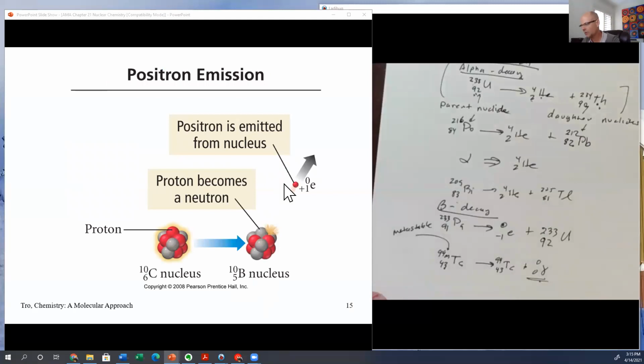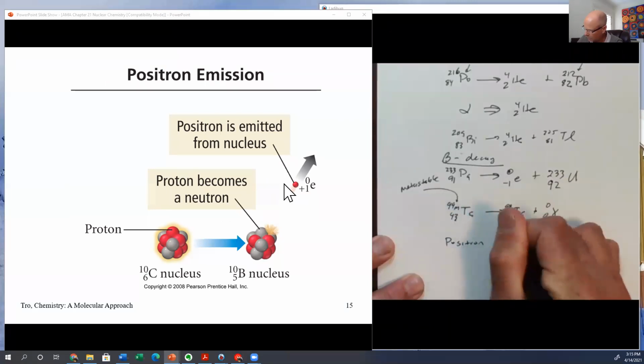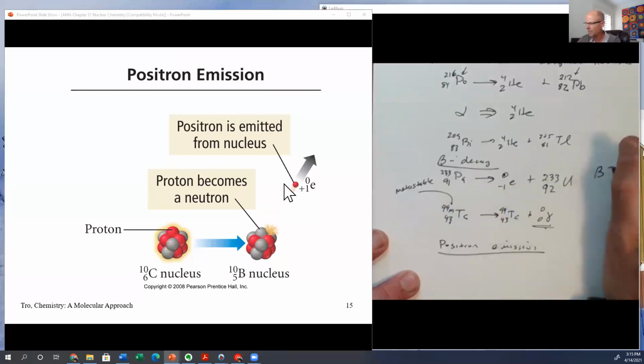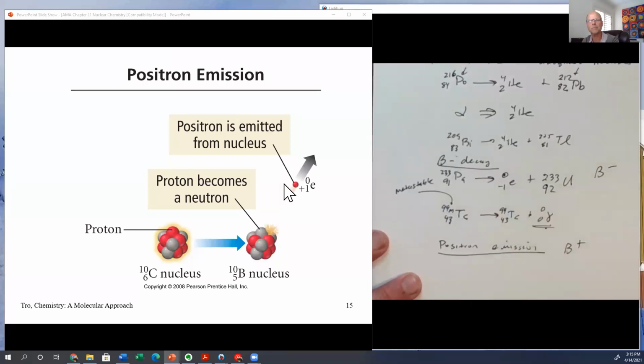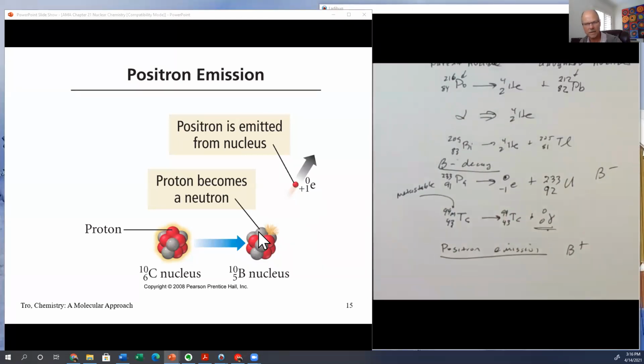Then we have positron emission, which is another mode. Beta emission is often called beta minus. Positron emission is often called beta plus, right? It's sort of the mirror image of beta emission. In beta emission, you give off an electron. In positron emission, you give off a positron. In beta emission, a neutron turns into a proton. In positron emission, a proton turns into a neutron. So it's kind of the mirror image.